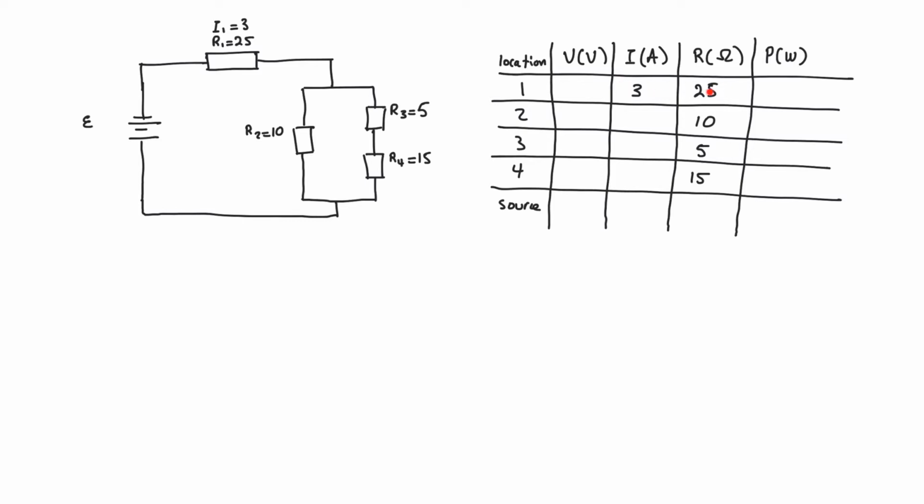In this case, we got the current and the resistance, meaning that we can find the potential difference across resistor 1, and we can find the power as well. Let's do that. Voltage across resistor 1 is going to be equal to the current across resistance 1 multiplied by the resistance in there, so that's 3 times 25. This is going to equal 75 volts. Write that right here. And the power at 1 is going to equal I1 V1, which is 3 multiplied by 75, giving us 225. And we'll write that right here.